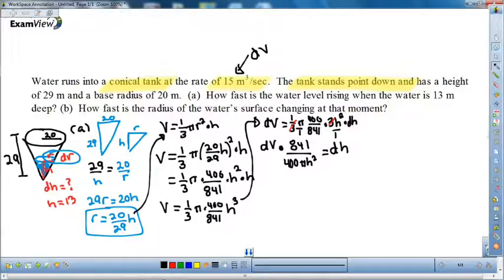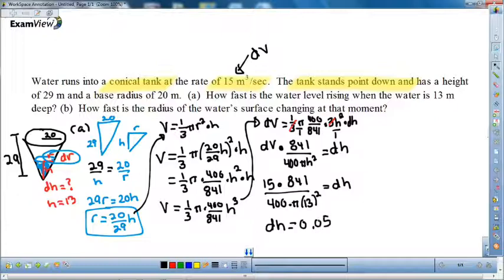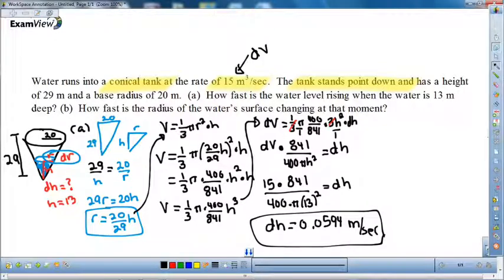So we're going to go ahead and substitute everything we know. We know that the rate of change of the volume is 15 and we want to know at the specific moment when the height is 13. So dh turns out to be 0.0594, and my units are meters per second. So the rate of change of the height when the height is 13 is 0.04594 meters per second.